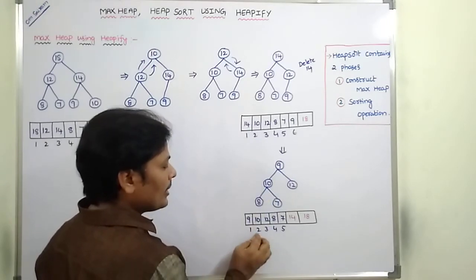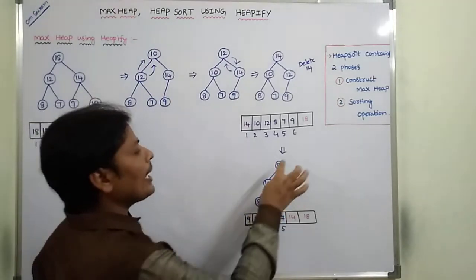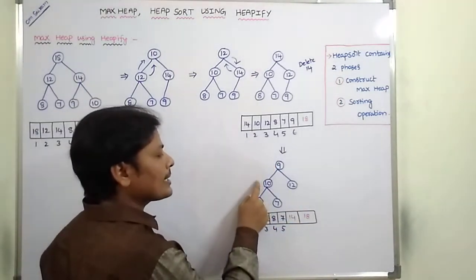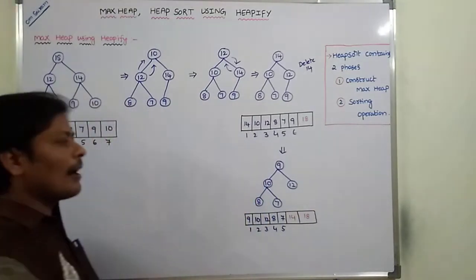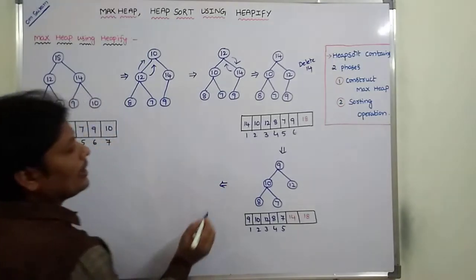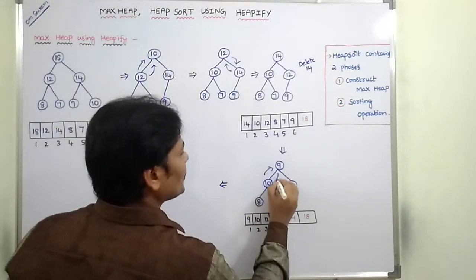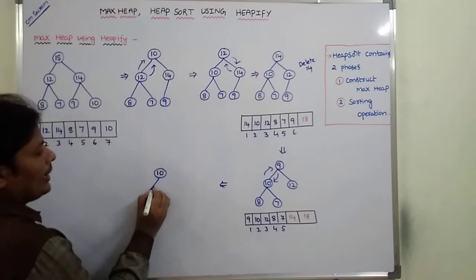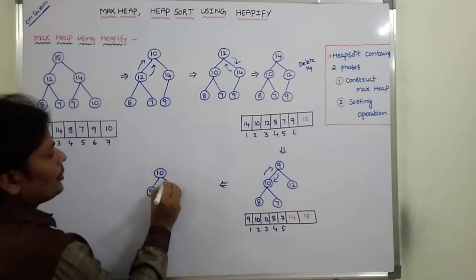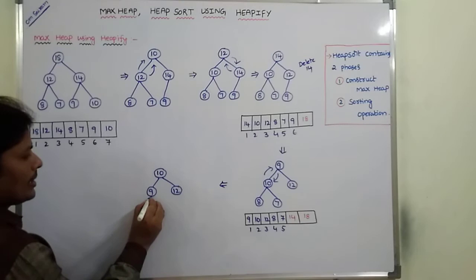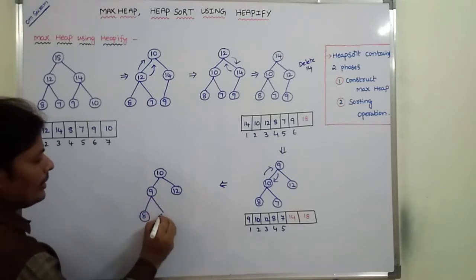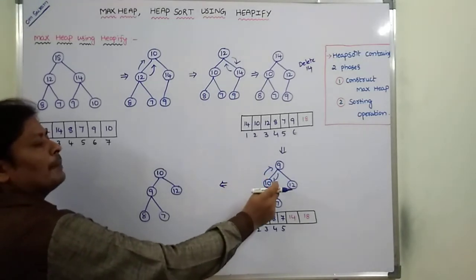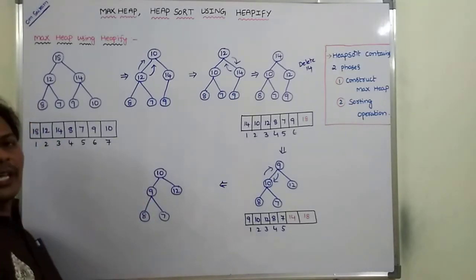Then after 10, go for index 1, that is 9. 9 has two children, one is 10 and another one is 12. Okay, so is 9 greater than 10? It is false. It does not satisfy the maximum heap property. So now we have to swap these two elements. Now we are getting 10 as the root node, 9 as the left child and 12 as the right child. Next here 8 and here 7. After swapping between 10 and 9, this is the heap we are getting.